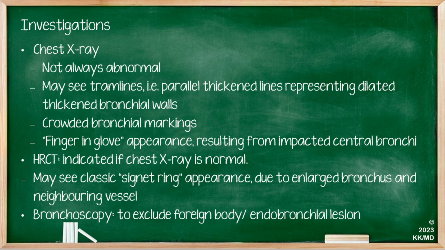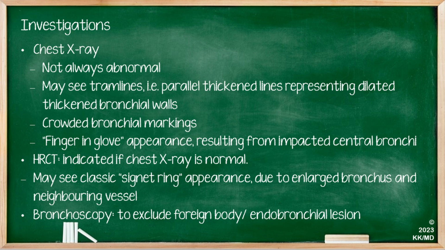As for imaging, it really revolves around three main categories. The first one is a chest x-ray. You're partly doing this to make sure that you're not mistaking this for another respiratory problem, such as pneumonia or effusion. And in a case of bronchiectasis, the chest x-ray is not always abnormal. However, especially in a case of advanced bronchiectasis, you might be able to see some tram lines, which are the parallel thickened lines representing dilated, thickened bronchial walls. Or you might see some crowding of the bronchial markings.